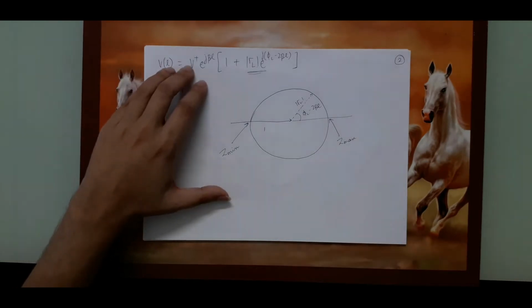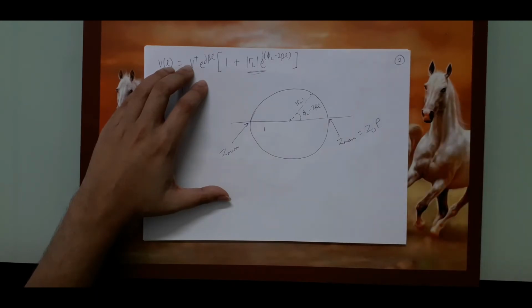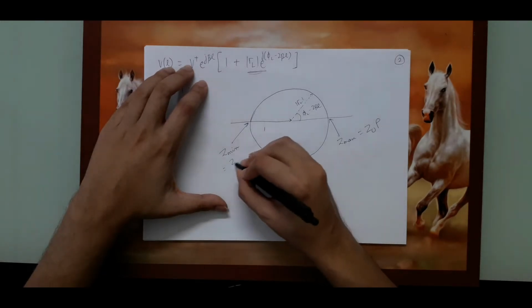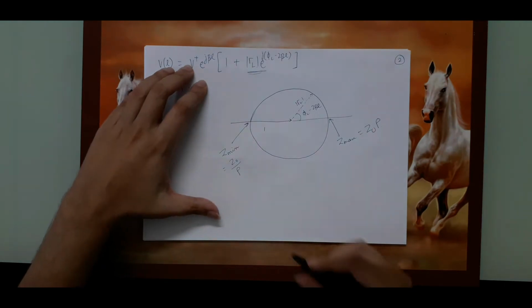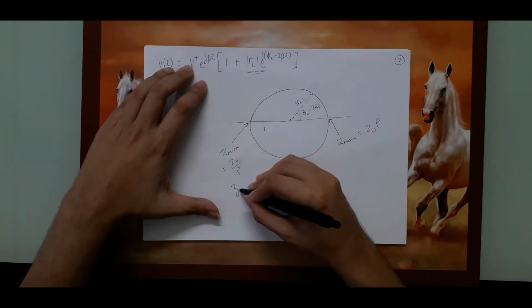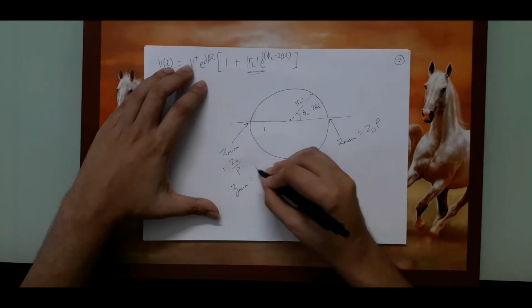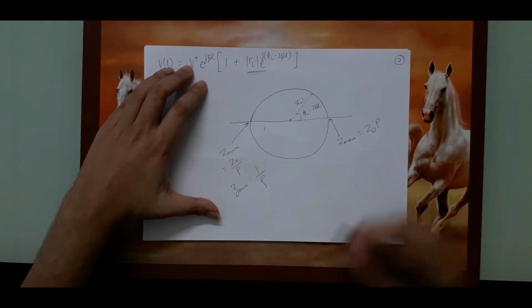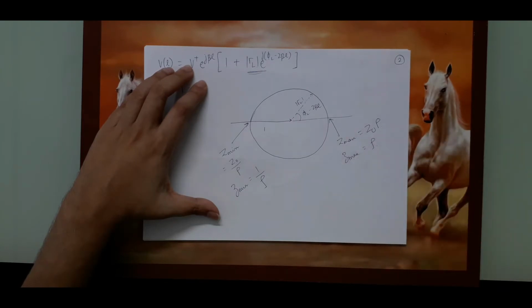Now we had proved that Z max is nothing but Z0 times rho, where rho is the VSWR, and Z min is nothing but Z0 by rho. So in terms of normalized impedances, what would it be? The normalized minimum impedance would be 1 by rho, and the normalized maximum impedance would be rho.